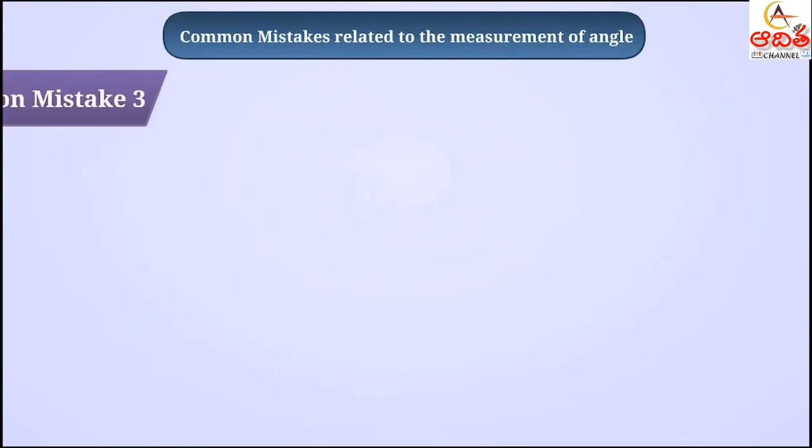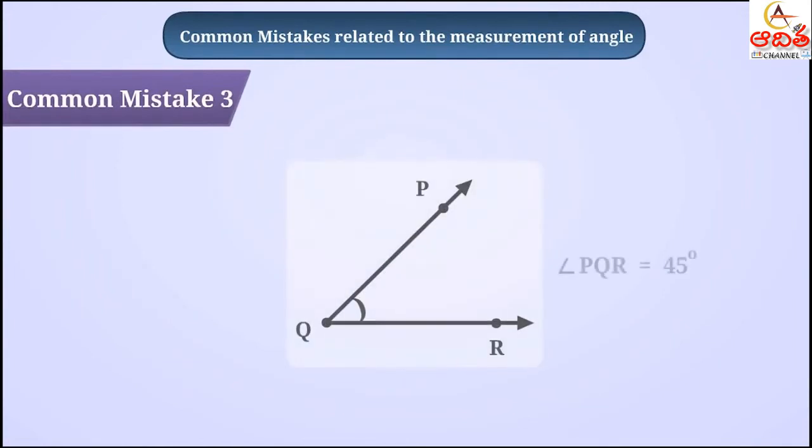Common mistake 3. When children write the measurement of an angle, they ignore showing the degree sign with the measurement. Remember, the degree sign is the unit of angle. So, it is necessary to express this with the measurement of the angle.